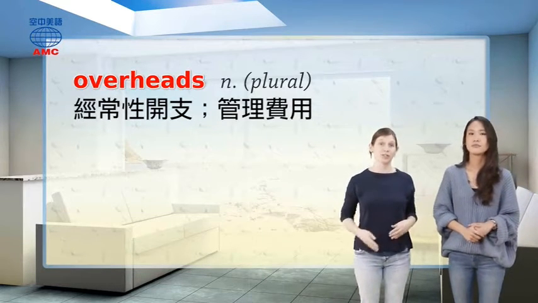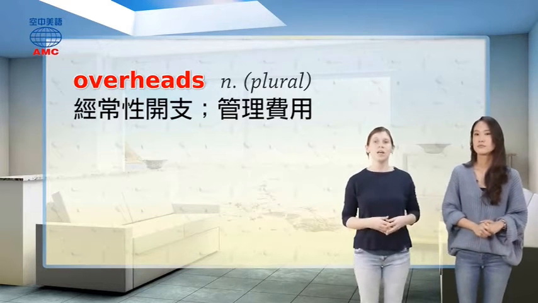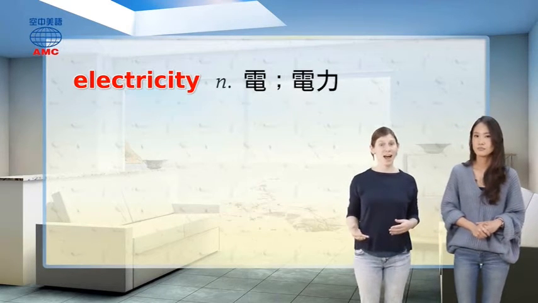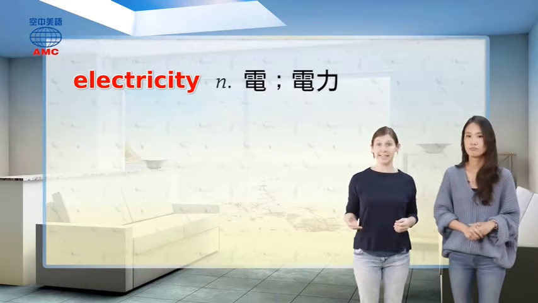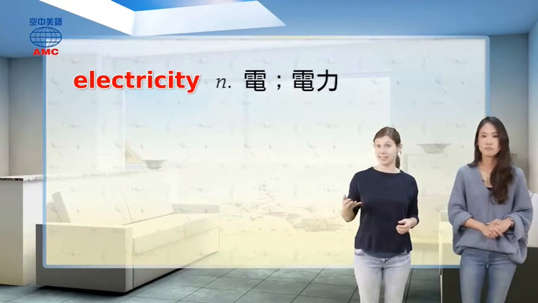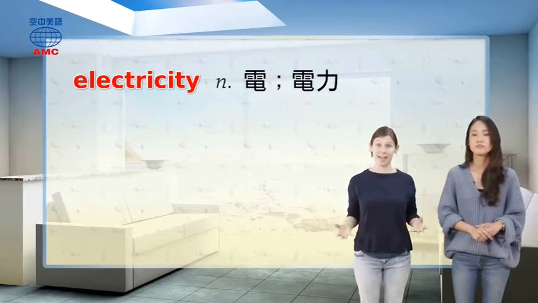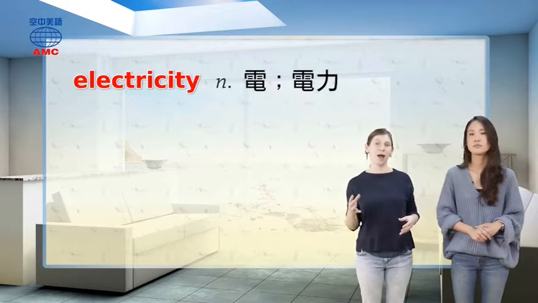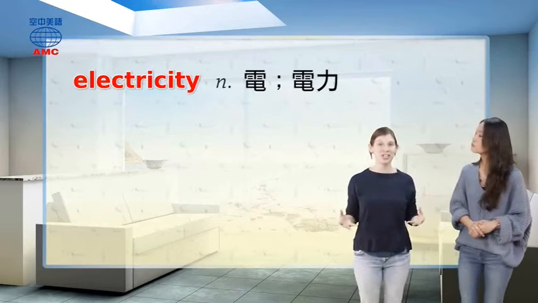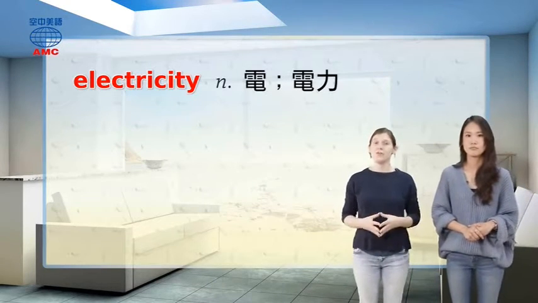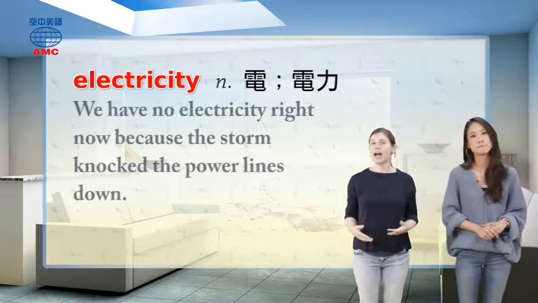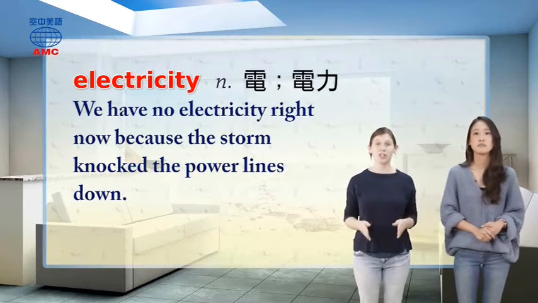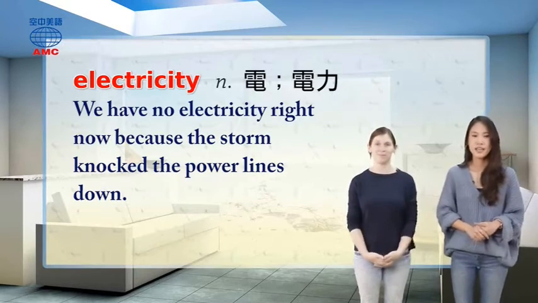Okay, so now we have some examples of office overheads here. So the first one is electricity. Electricity is a noun and it's spelled E-L-E-C-T-R-I-C-I-T-Y, electricity. Now, electricity is the power that's carried by wires that make machines and lights work. For example, we could say, we have no electricity right now because the storm knocked the power lines down.